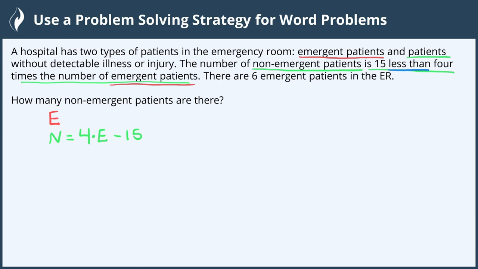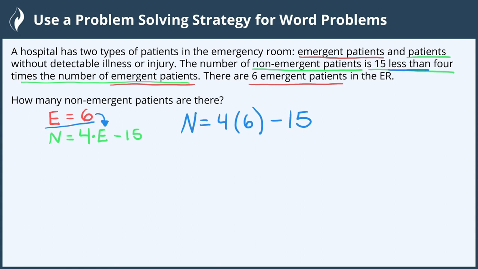Now let's continue with what we've learned about the emergent patients. There are 6 emergent patients in the ER, so we can just say E equals 6. Now that we have all of the information written down about the emergent and non-emergent patients, we can just solve. If we know that E equals 6, we can substitute it into our equation for non-emergent patients, giving us N equals 4, substitute 6 in for E, subtract 15.